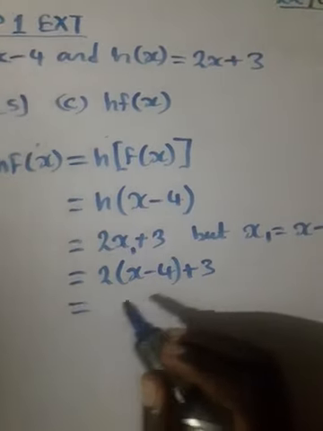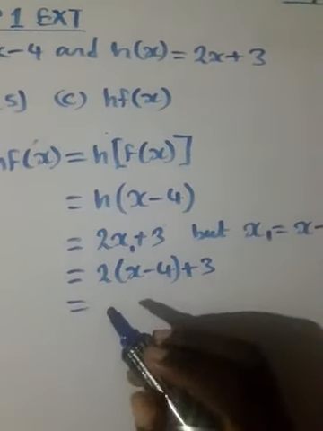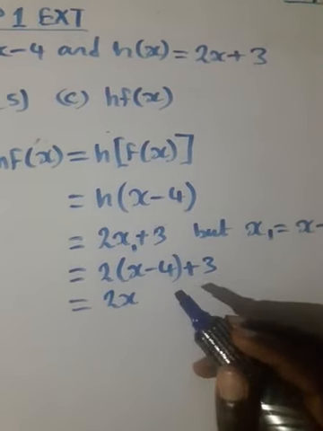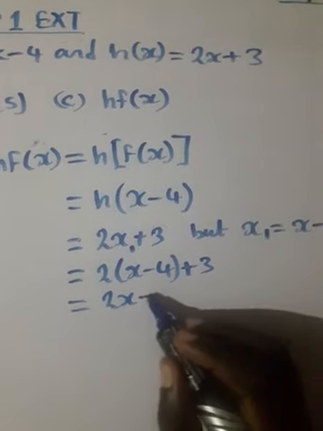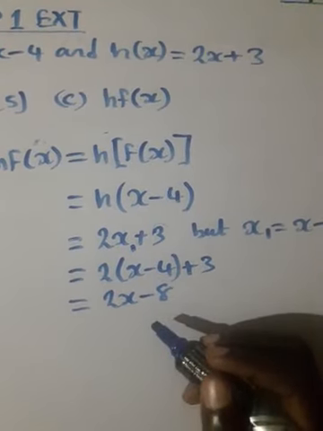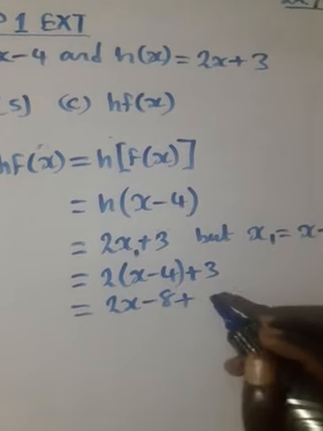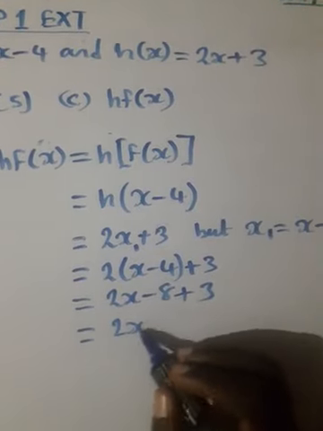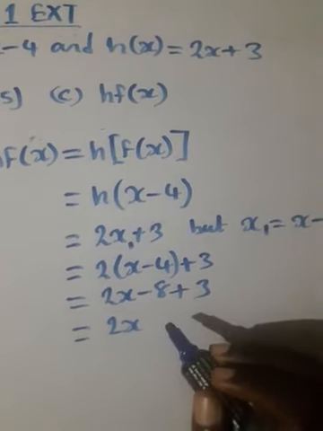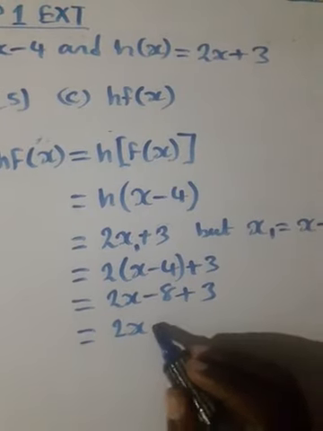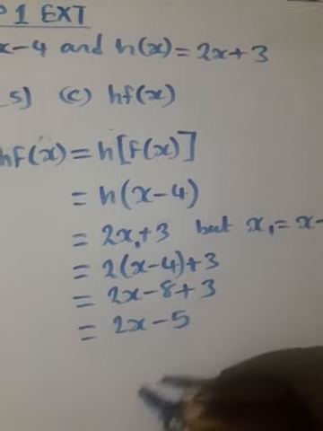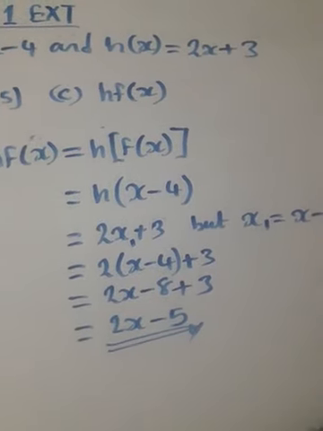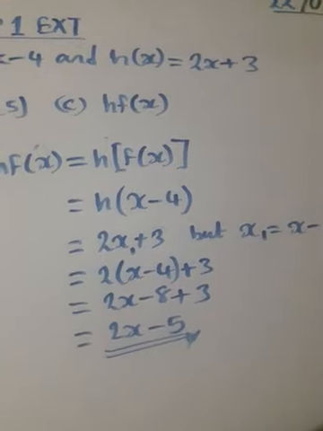So now it will be 2 times x, which is 2x, 2 times negative 4, it's negative 8, plus 3. So 2x, negative 8 plus 3, it's negative 5. So this is the solution.